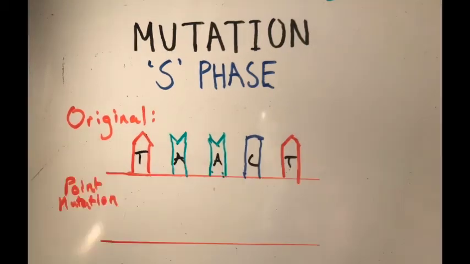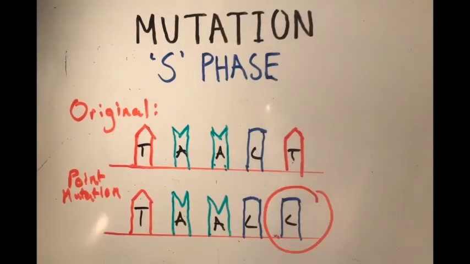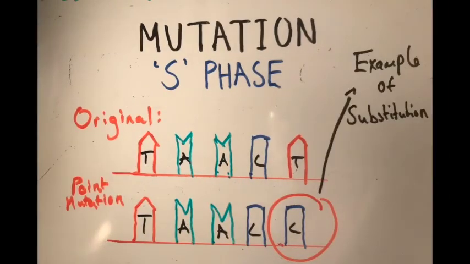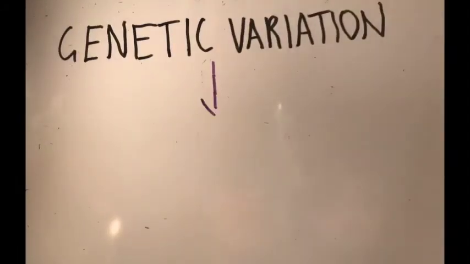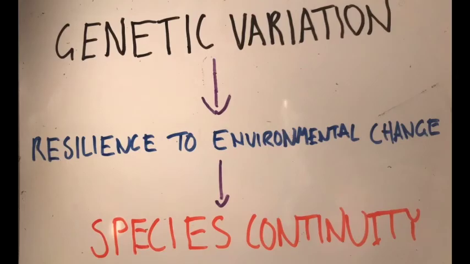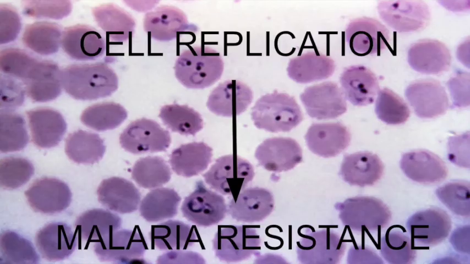If a base is substituted, deleted, or inserted during DNA replication, a new allele may arise in the gametes. These two sources of variation increase the species' resilience to environmental change and hence aid species continuity. An example of cell replication aiding in the continuity of a species is the development of malaria resistance in humans.